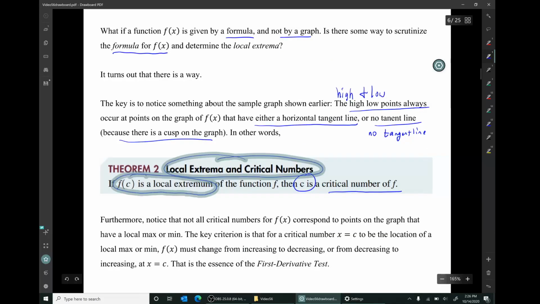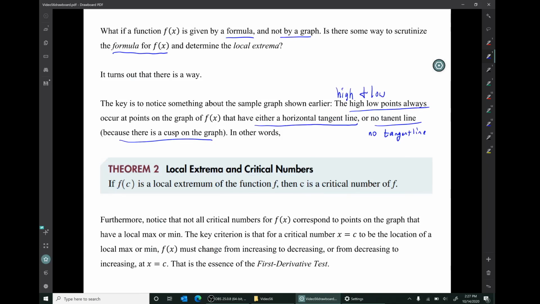So this theorem 2 about local extrema and critical numbers makes sense from what we've seen from the graph. The only place where a local extremum for a function can occur is at an x value that's a critical number for the function. Furthermore, notice that not all critical numbers for f of x correspond to points in the graph that have a local max or min. Let's go back up and look.